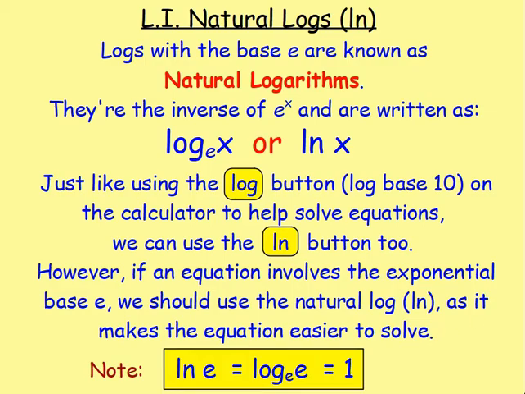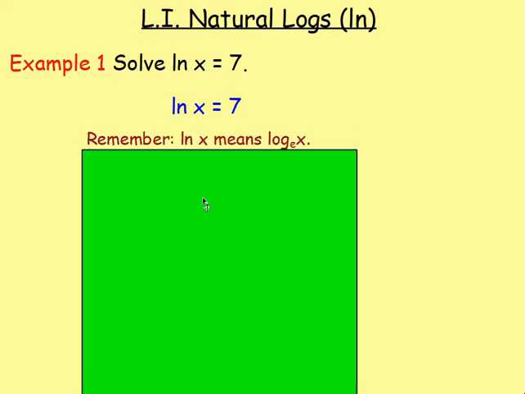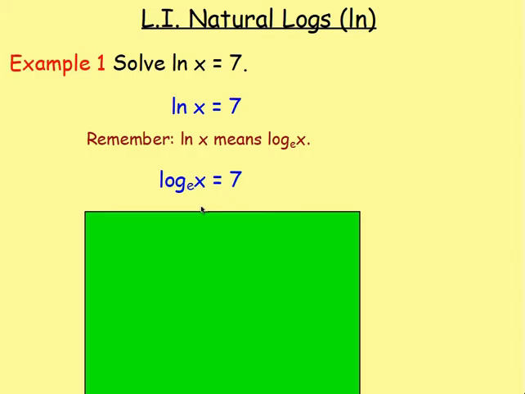Let's try some problems then. Example 1, solve ln x equals 7. So the first thing you want to think about is, what does ln x mean? Well, ln x means log base e of x. So let's rewrite that. So we'd have log base e of x equals 7. That's obviously difficult to solve when it's in log form. So how do we rewrite it?